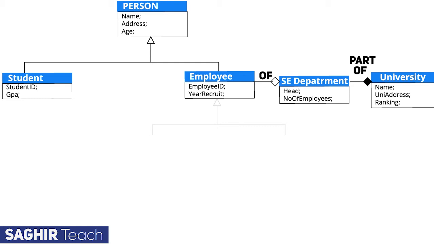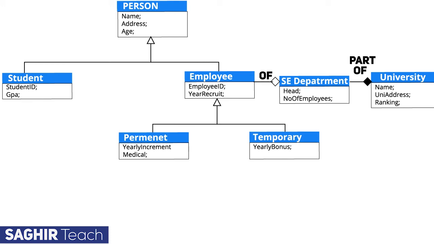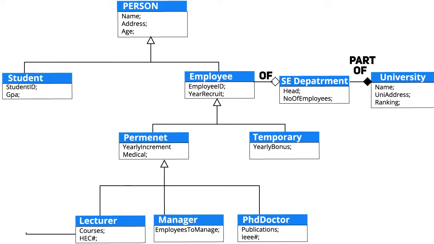Employee class is further divided into two subclasses, permanent and temporary, because temporary and permanent will have some different properties apart from the shared ones. Permanent will have yearly increment and medical, temporary will have yearly bonus only. Now the permanent is also further divided into three categories of lecturer, manager and PhD doctor, containing a few different qualities apart from the ones that are already defined.